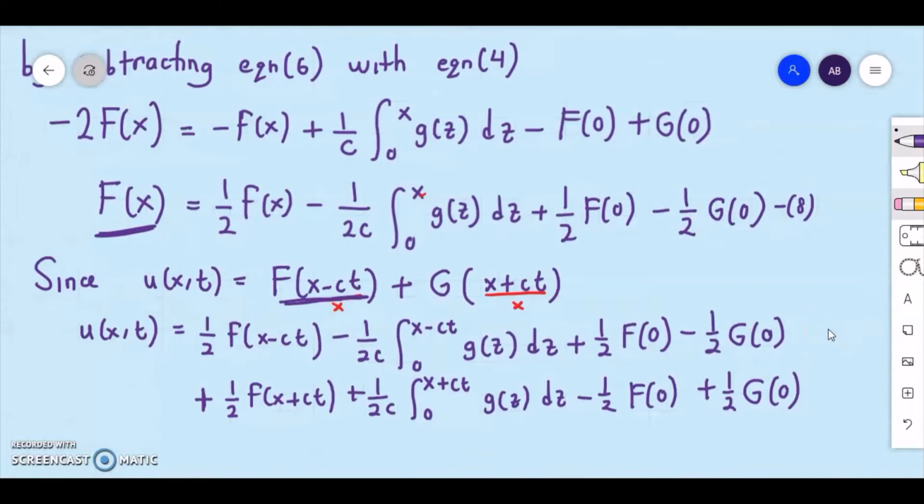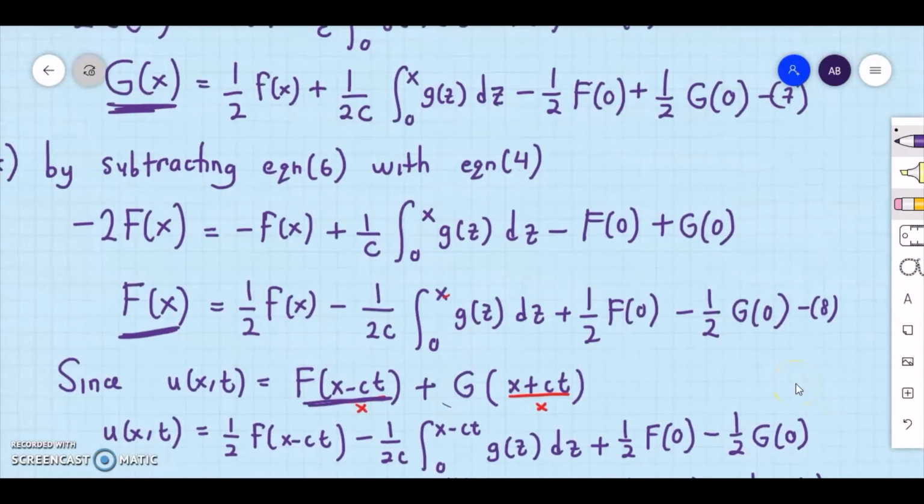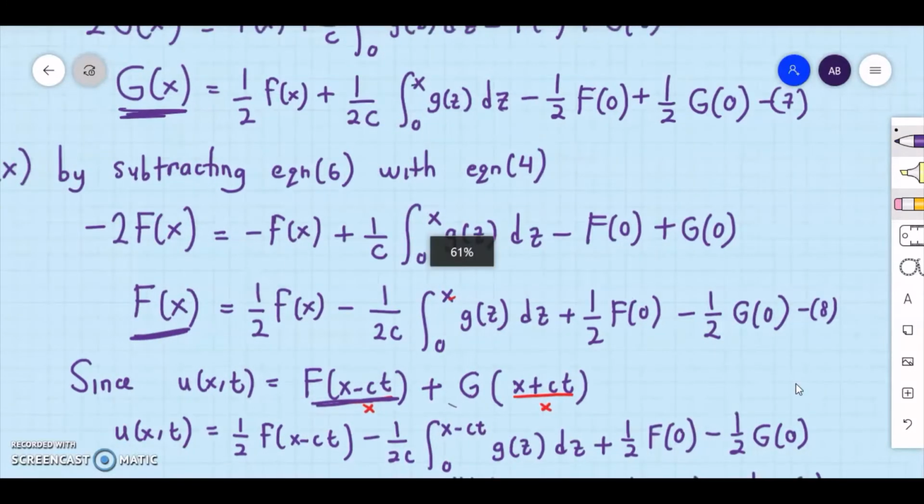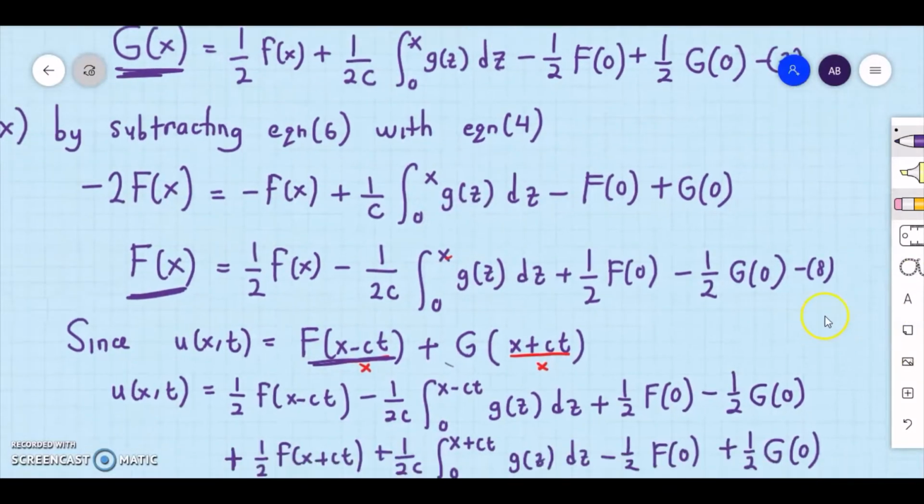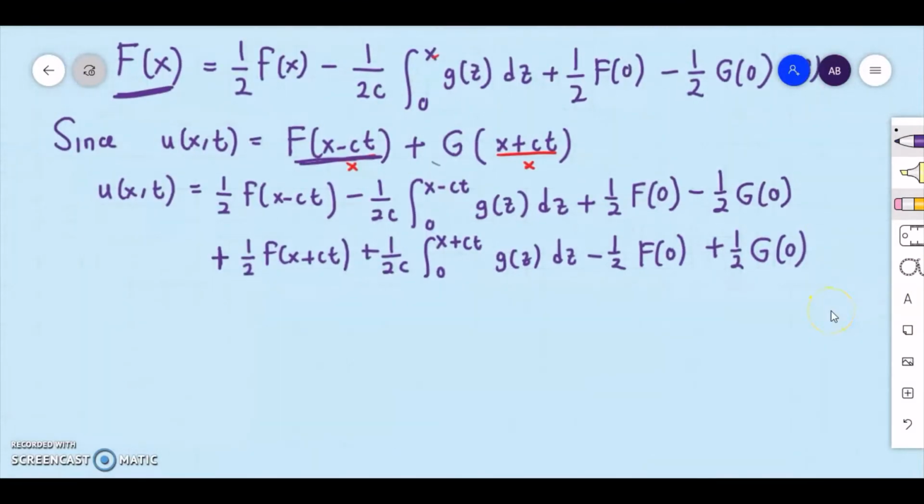Okay, the equation is very long, but don't get confused if you do it step by step. So for my big F here, the x is x minus ct. Every time you see x in this big F, it's going to change to x minus ct. But for my big G, the x is x plus ct. So when I'm looking at my big G, the x will be x plus ct. So this will be x plus ct, and this will be x plus ct. Okay, we are almost there, everyone.